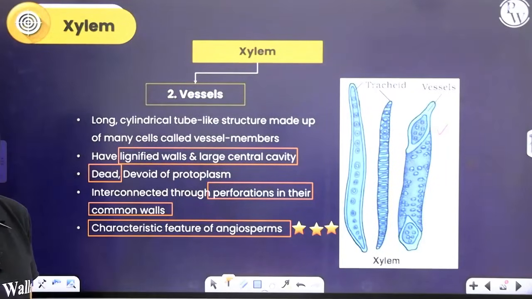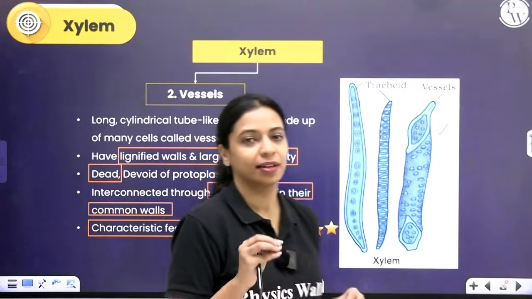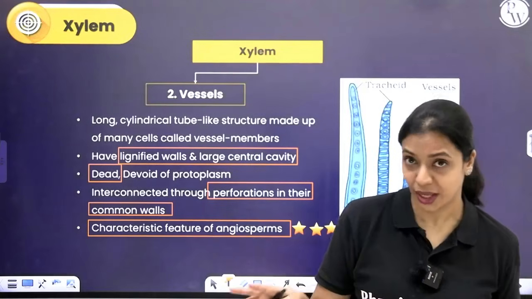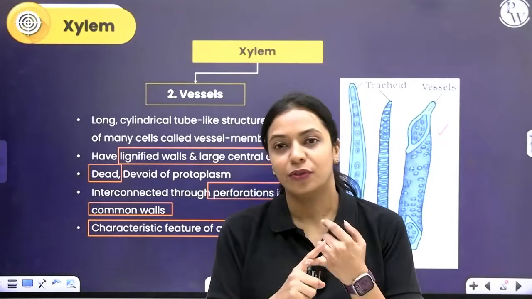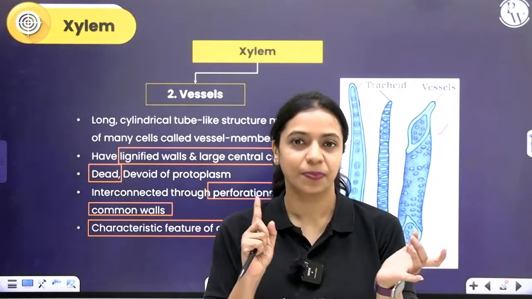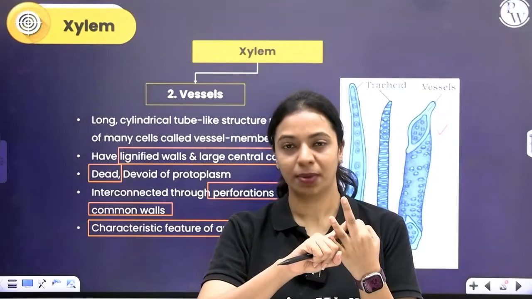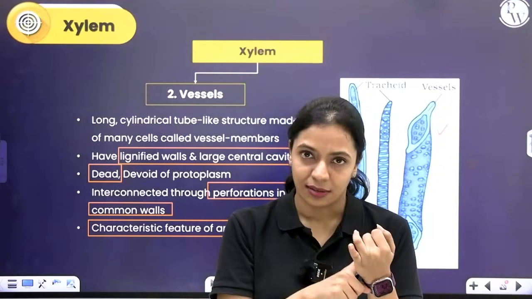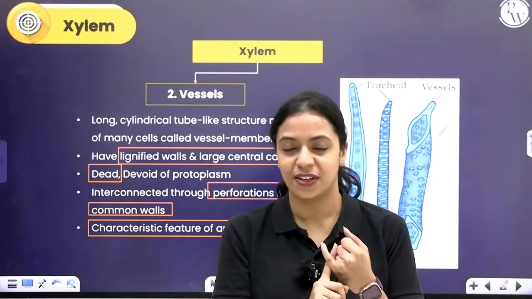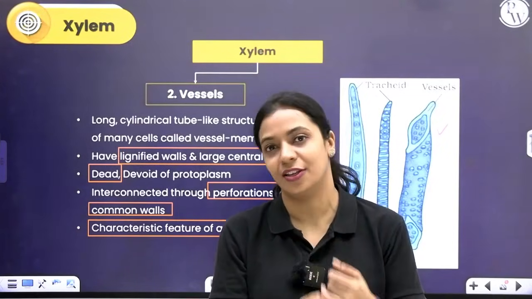Okay, so vessels are present only in angiosperms. If you look at the plant kingdom, bryophytes don't have a vascular system. Pteridophytes, gymnosperms, angiosperms, these have xylem and phloem. But in pteridophytes and gymnosperms, you don't find vessels. Vessels are found only in angiosperms.